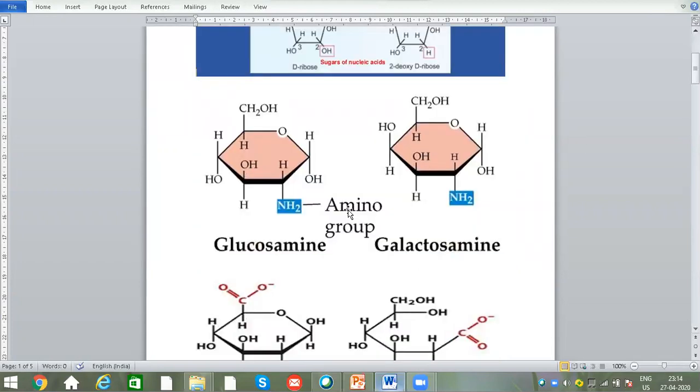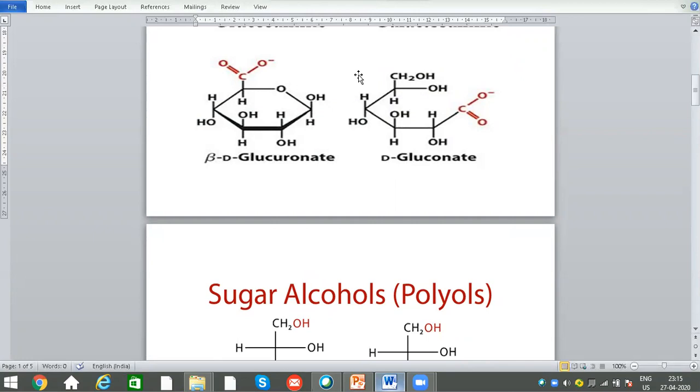In amino sugar, the hydroxyl group is replaced by an amine group. Here the hydroxyl group would normally be there, but an amine group is replacing it. Then it is called an amino sugar. That means the sugar contains an amine group. Examples are glucosamine and galactosamine.